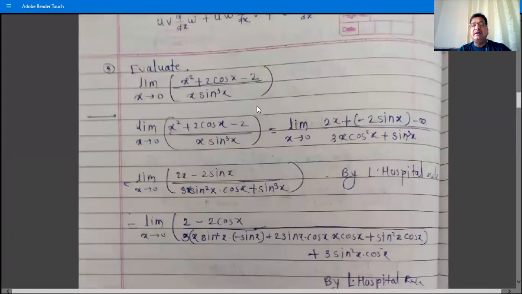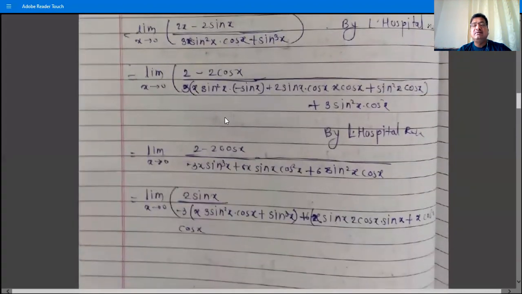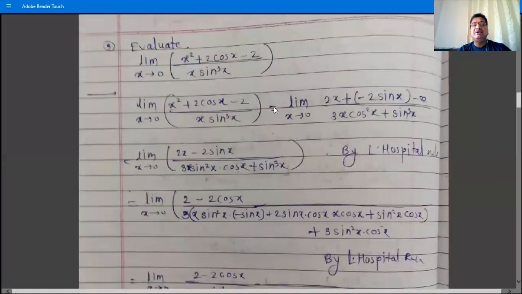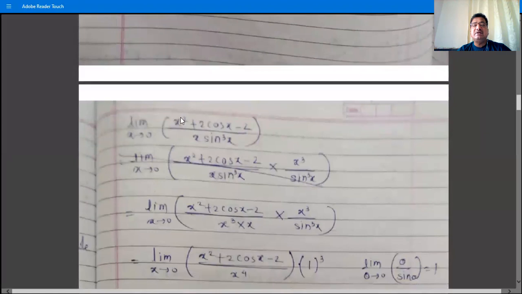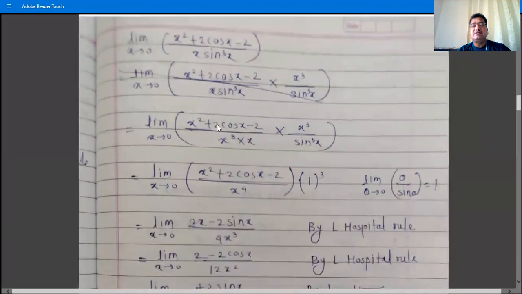If we directly apply the L'Hospital rule, then we have some complication in the calculation. So first write (x square plus 2 cos x minus 2) divided by x into sin cube x as this: (x square plus 2 cos x minus 2) divided by, separating this, sin cube x, and multiply by x cube and divide by x cube. So x into x cube, here we have x into x cube, x is already there. So write x cube multiplied by x cube, divided by x cube, and this divided by sin cube.